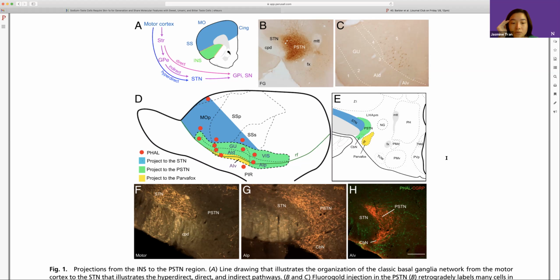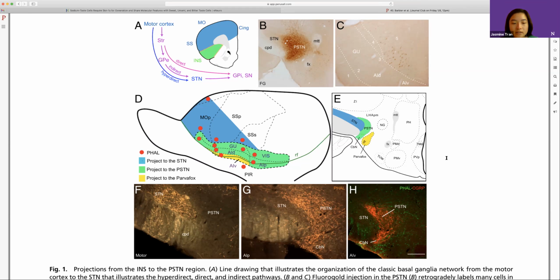For B and C, those are the fluorogold injections within the PSTN, but more specifically, B shows the labels of the cells in the 5th layer of the INS. C shows that the predominant amount of cells are in the ALD and the ALP.